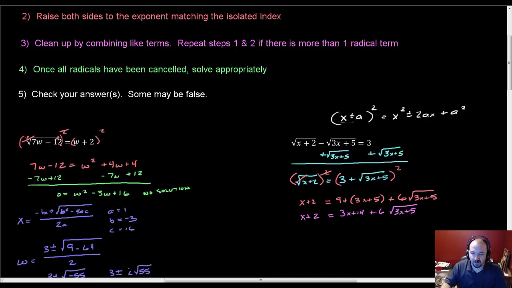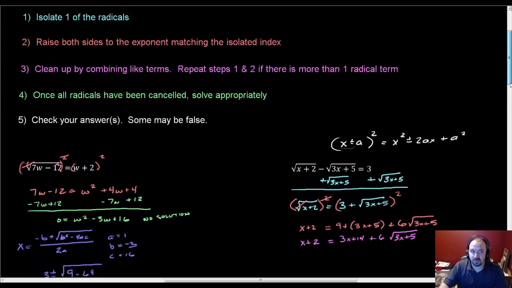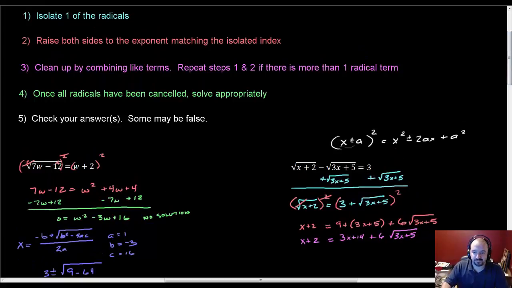I'm going to move all of this x stuff, anything that is not part of the radical term, over to the other side, thereby going back to step 1 and isolating the radical. So I'm going to subtract 3x and subtract 14 from both sides. Subtract 3x, minus 14. That's going to give me negative 2x minus 12 is equal to 6 square roots of 3x plus 5.